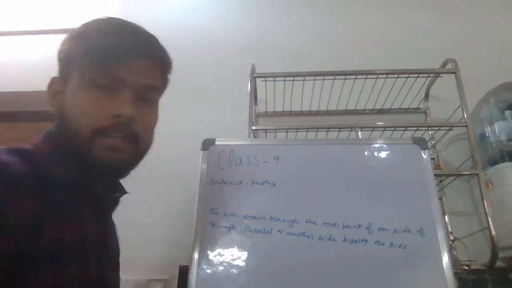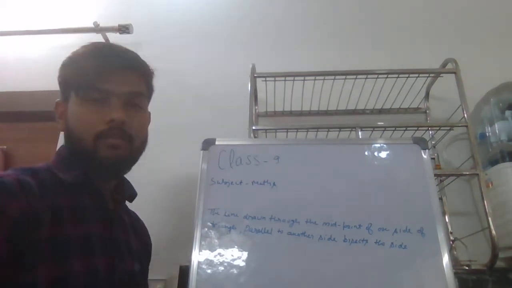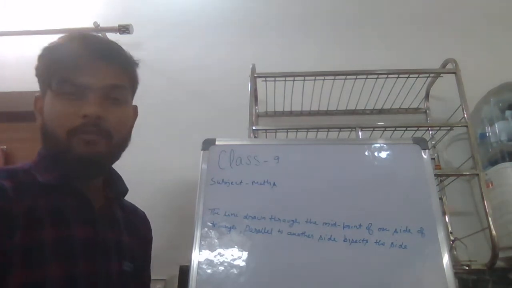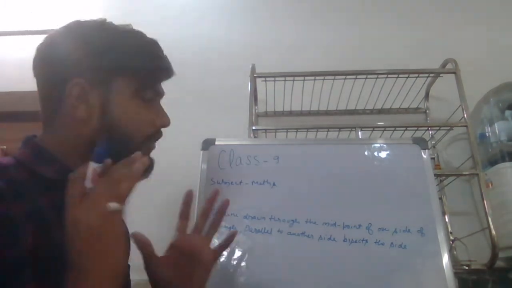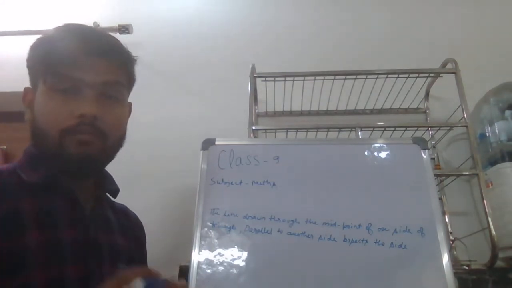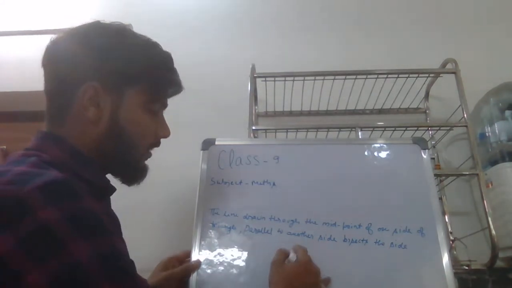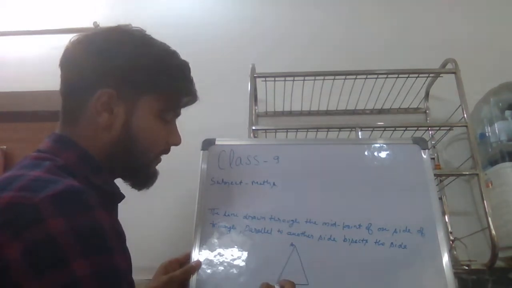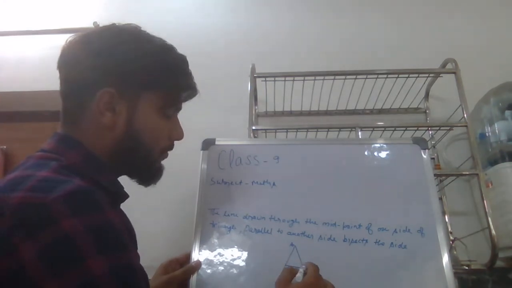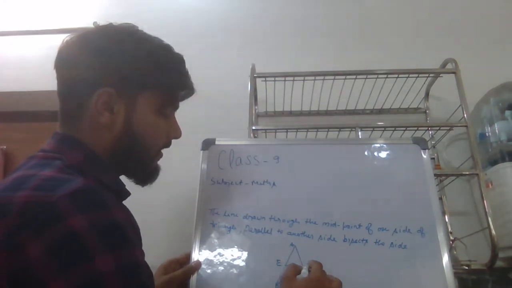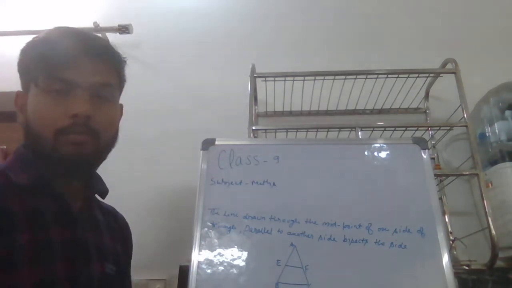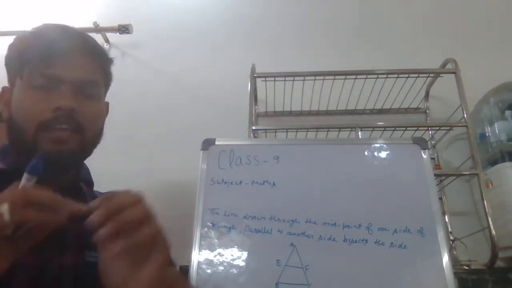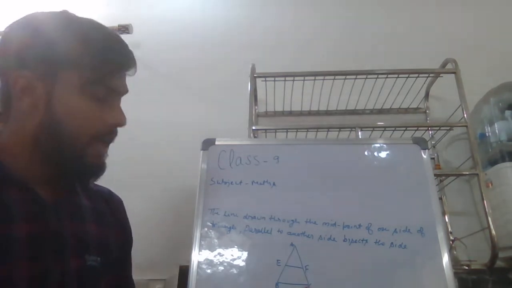Yes students, now we have to prove the theorem. For proving this theorem, first we need to draw a triangle like this, and we have to name this triangle A, B and C, and the bisecting points E and F. Okay, so I hope everyone is clear. So now tell me what we need to prove here.